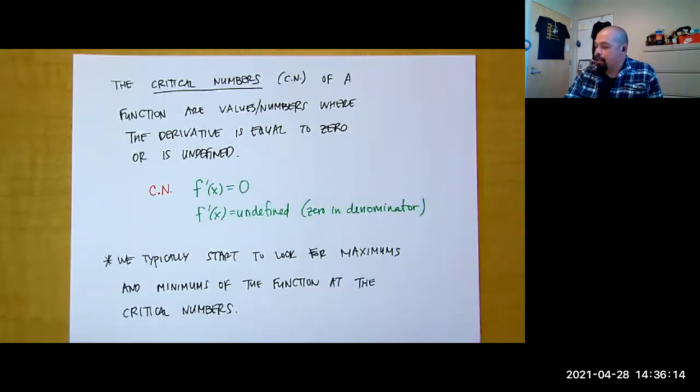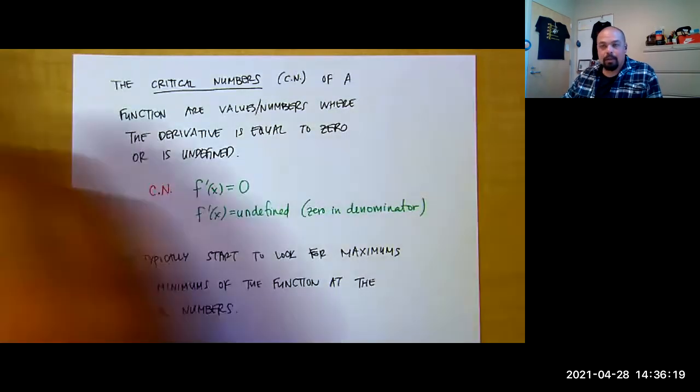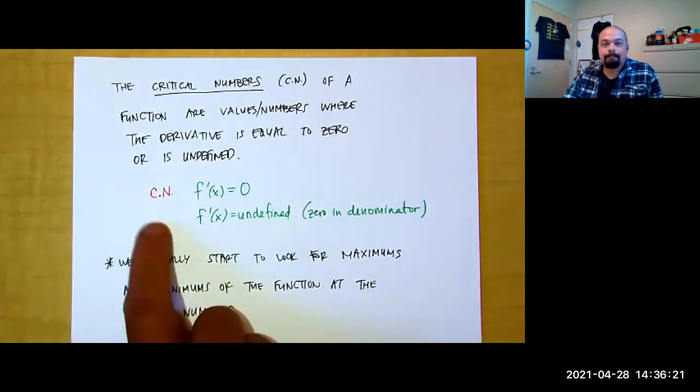All right, so there's a quick introduction. Looking for those critical numbers, find your derivative, set it equal to 0. You'll have your set of critical numbers.